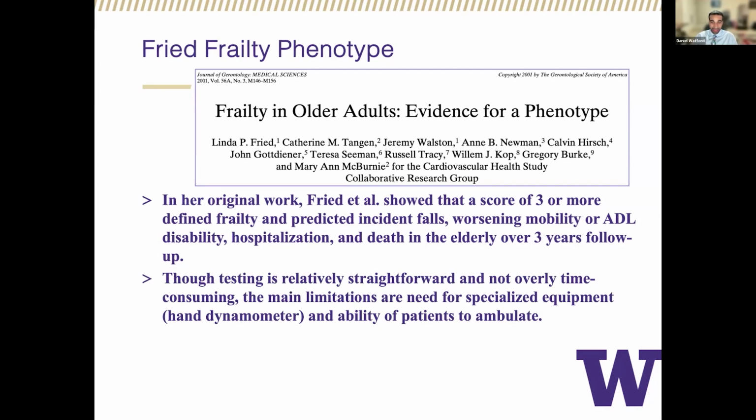Though testing seems relatively straightforward and it's not overly time-consuming, some of the major limitations with the original Fried frailty phenotype are that there is a need for specialized equipment, such as, as I mentioned, the hand dynamometer used to assess hand grip strength, as well as being a bit limited in patients who don't quite have the ability to ambulate well.